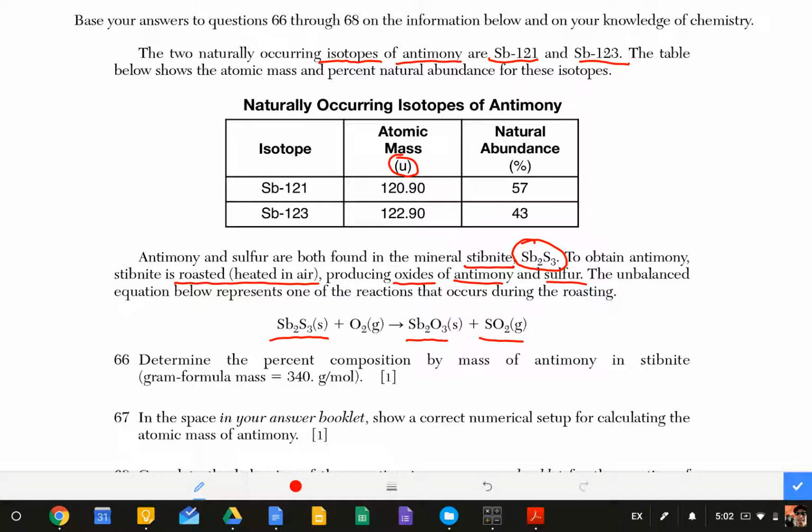Okay, so number 66. The first problem says to determine the percent composition by mass of antimony in stibnite. And the good news is that they gave us the gram formula mass, also known as the molar mass of stibnite. Okay, so I'm going to review how they got the gram formula mass and how to find the percent composition. So even though they gave us the gram formula mass, I'd actually like to go over how they obtain that. So let me go over here.